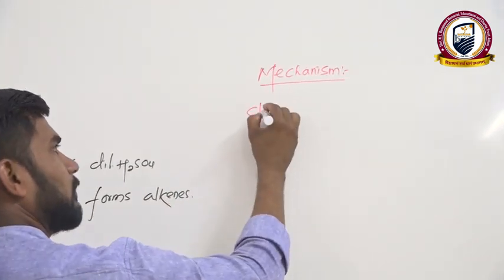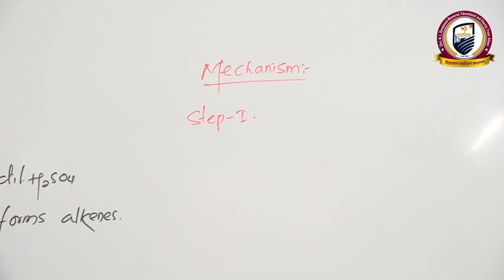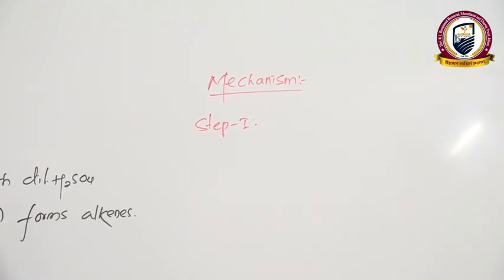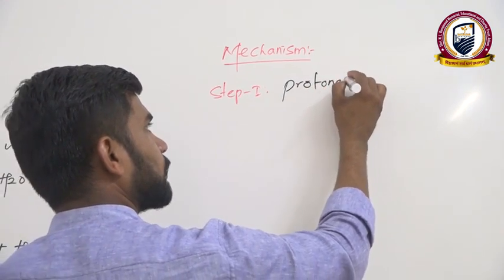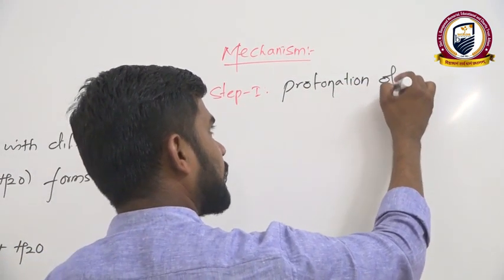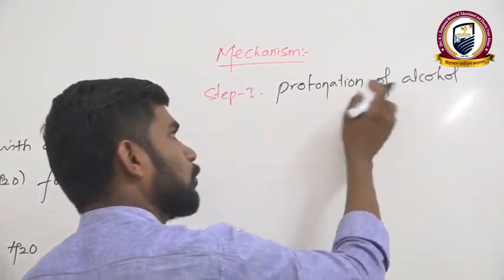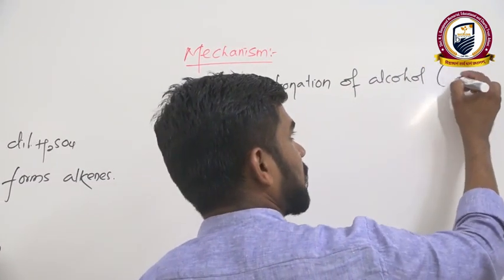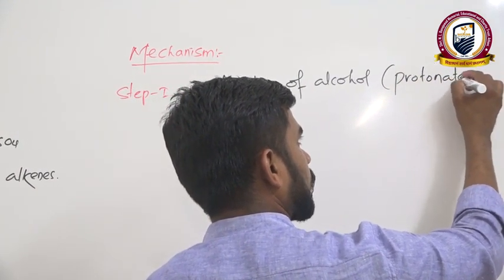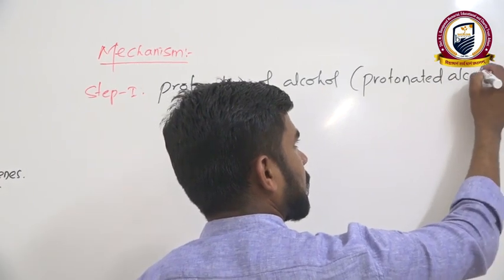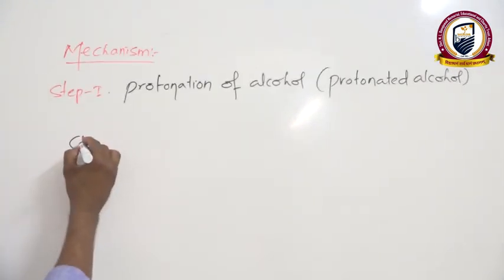Step 1. As I told you, step 1 is the formation of protonated alcohol, that is called protonation of alcohol. The protonation of alcohol forms the compound called protonated alcohol.